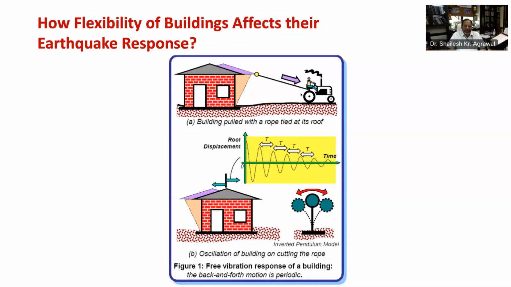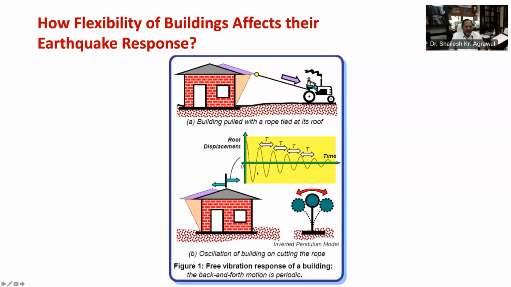Look at this figure. Let us take a thick wire rope and tie its one end to the roof of a building and its other end to a tractor. Next, start the tractor and pull the building. The building will move in the direction of pull, as you can see in this figure 1a. For the same amount of pull force, the movement will be larger for a more flexible building. Now let's cut the rope. The building, once the rope is cut, will oscillate back and forth horizontally as shown in this figure 1b, and after some time come back to its original position.